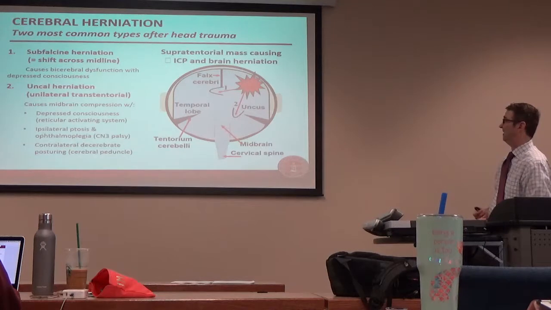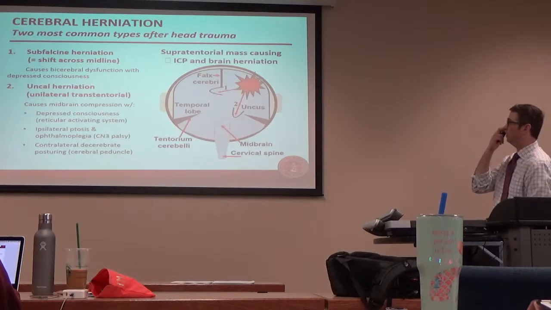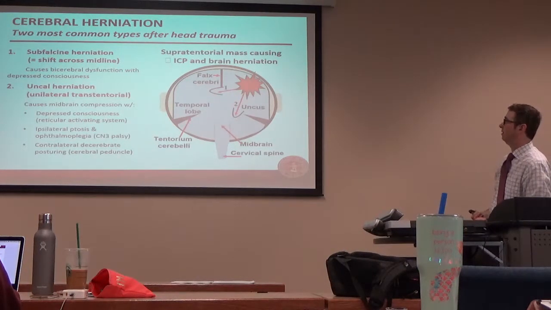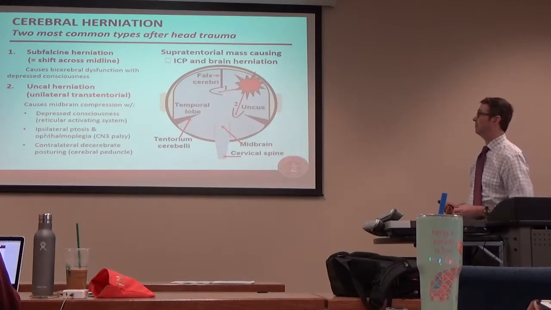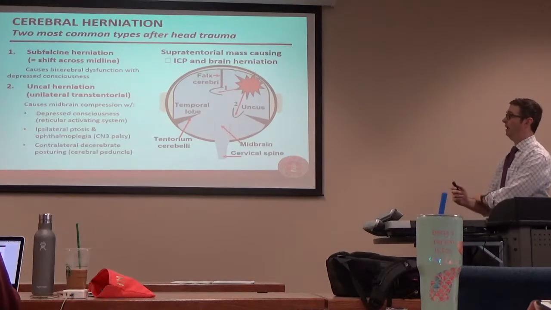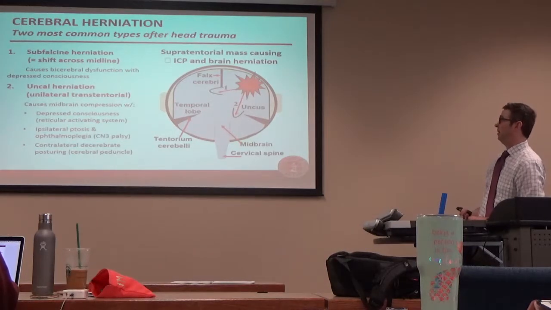It's called subfalcine herniation. It causes bicerebral dysfunction with altered or depressed level of consciousness. And then the second area of herniation in the brain occurs where number 2, across the uncus, uncal herniation. The herniation actually causes compression of the midbrain. The brainstem does not like to have any insult. So when you have brainstem compression, that is a true emergency.